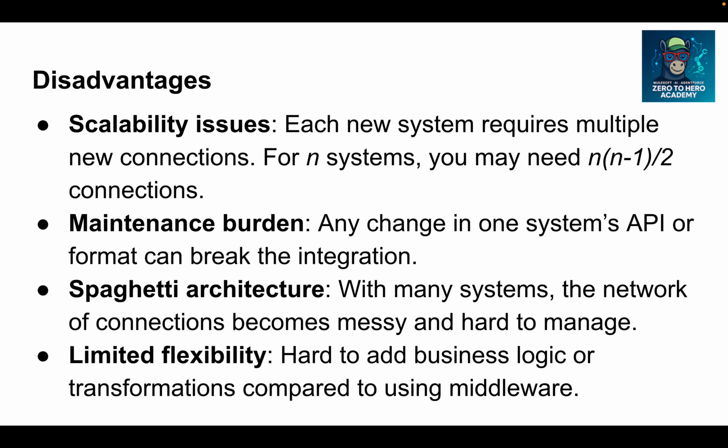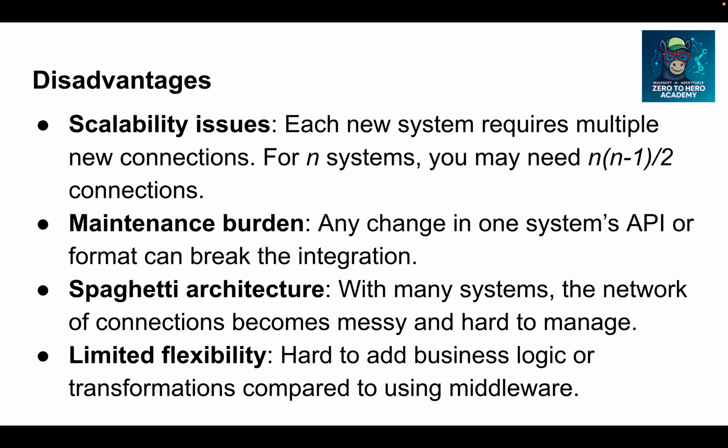But it comes with various disadvantages. One is the scalability issue, right? Each new system requires multiple new connections. For n systems, you may need n into n minus 1 divided by 2 connections, which I already talked about, right? So when your network grows, when your architecture becomes complex, it is very difficult to scale your platform, right? Maintenance burden: as the number of systems grows, the number of connections grows, and it's very difficult to manage.